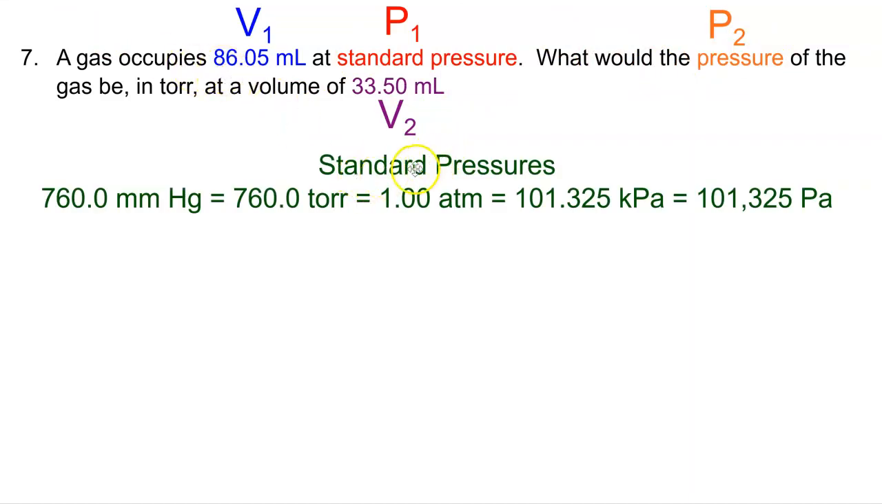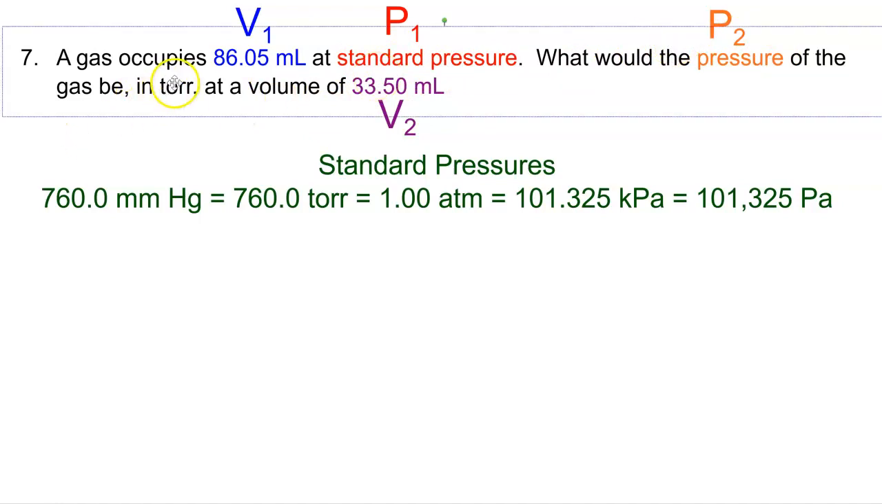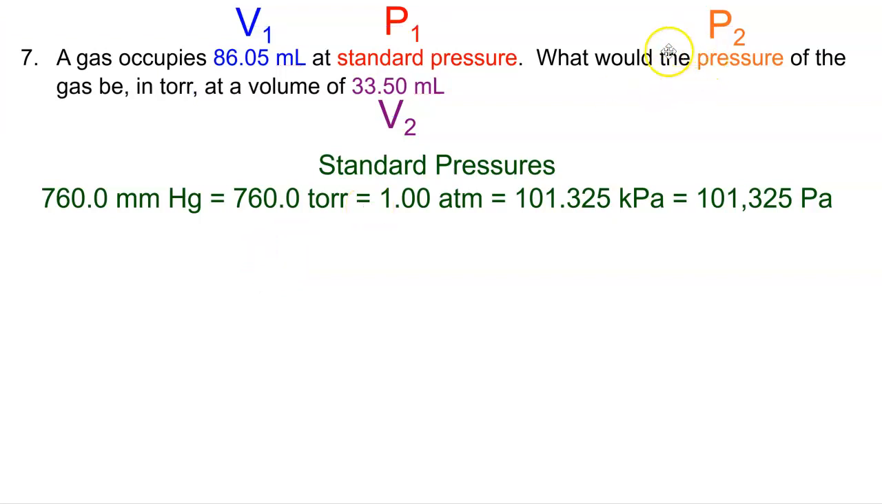Okay, so my standard pressures are as follows. And this time, I'm going to pick a standard pressure that matches the other pressure. Well, it doesn't have another pressure, right? But I specify that I want you to solve in torr. So I want you to solve for torr. So we're going to pick our standard pressure to be our torr value. So 760 torr, because that's the standard pressure in unit of torr.